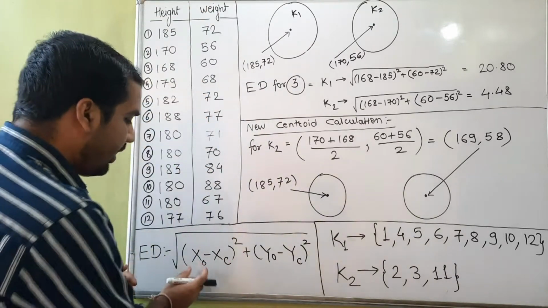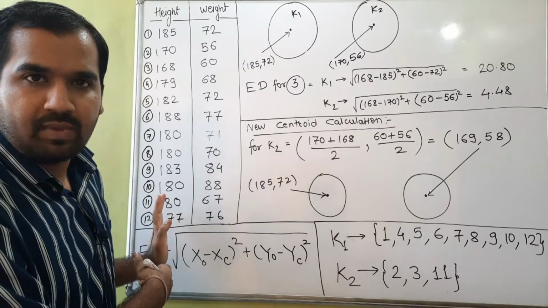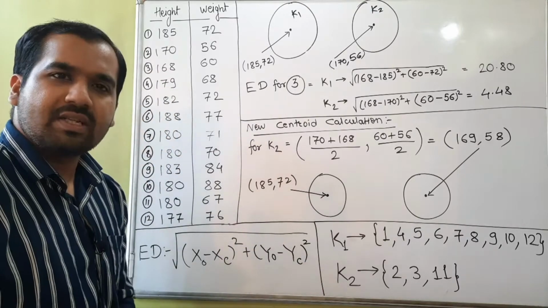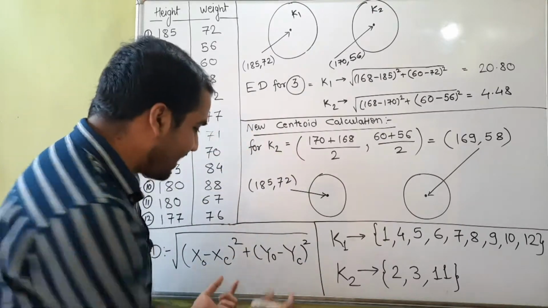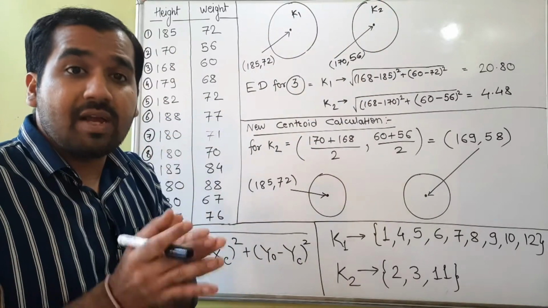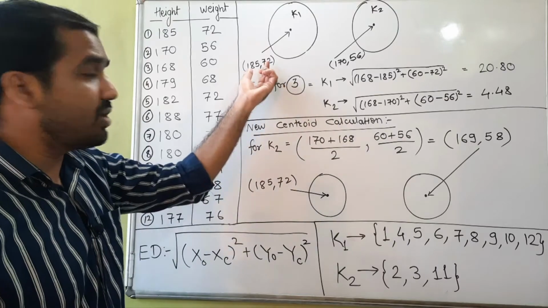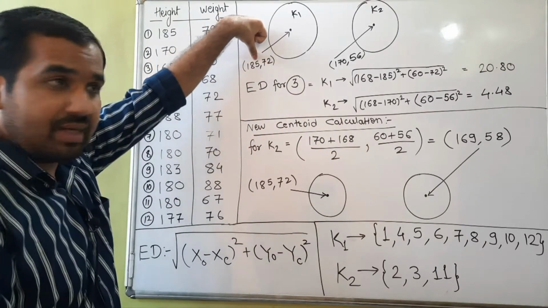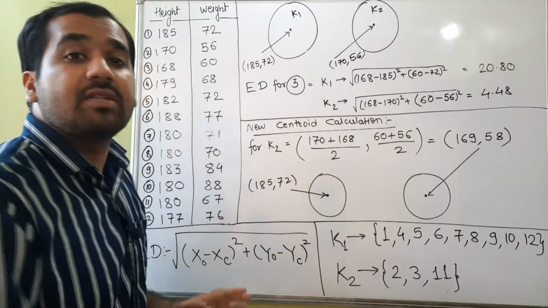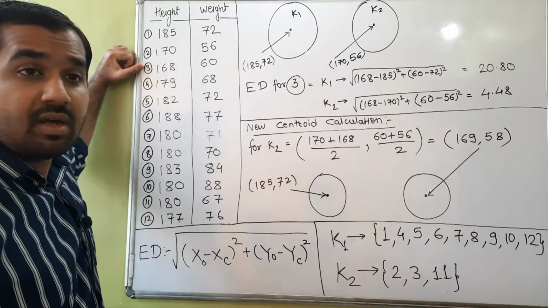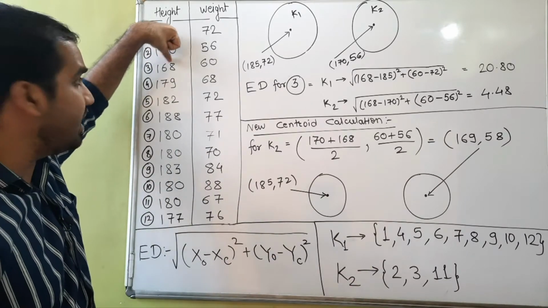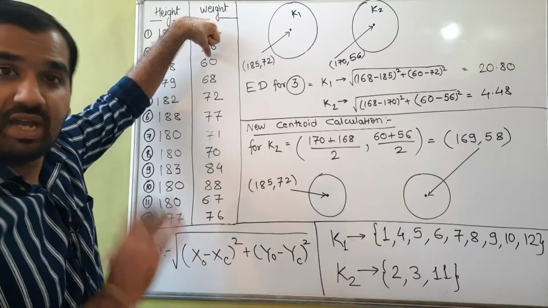I hope you are getting this point. These are the values from your data set, the sample values. And what are xc and yc? C means centroid. These are the centroid values for the respective cluster. At a time we are going to consider one cluster, and its centroid gives us xc and yc. Now the further calculation starts with the third sample, where x0 is 168 and y0 is 60. I hope you are getting this.